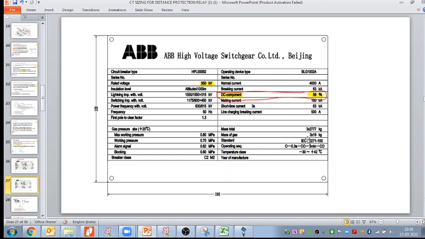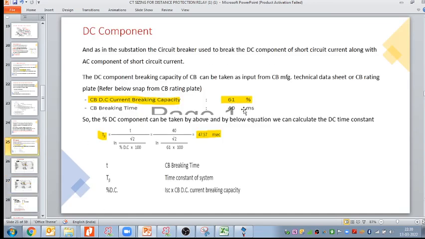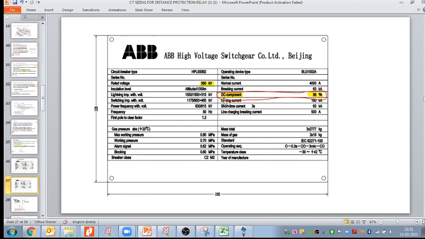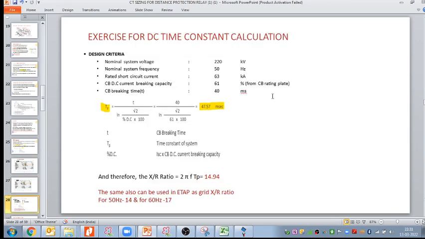So please refer to the actual circuit breaker you are using. Refer to that actual circuit breaker rating plate, and from that plate you pick this value. The 61 is not constant, it is not fixed. That may change with respect to the breaker voltage and breaker make. So please refer to the breaker rating plate, pick the DC component, and use that in the formula.